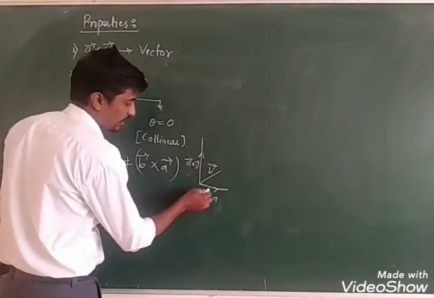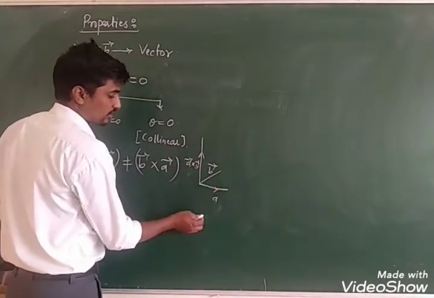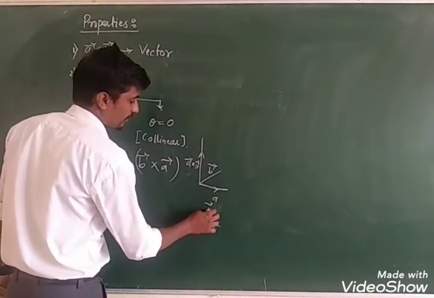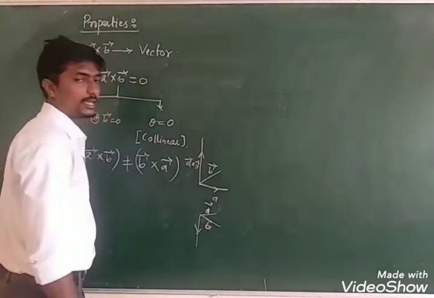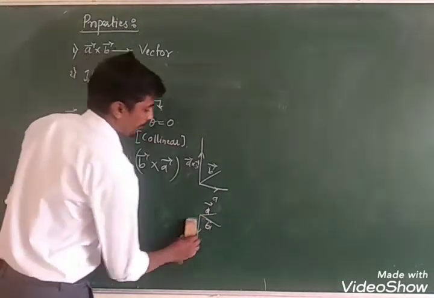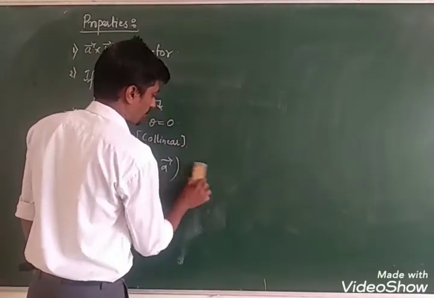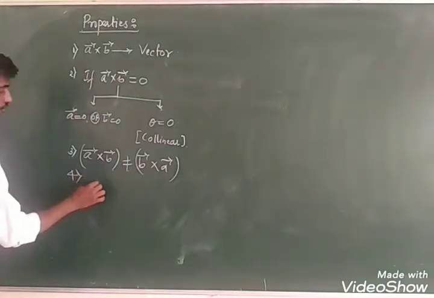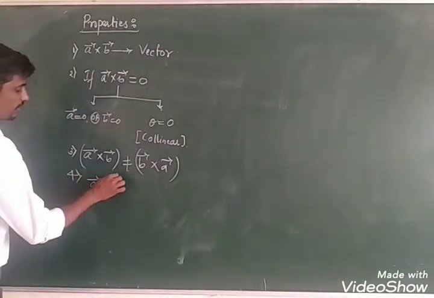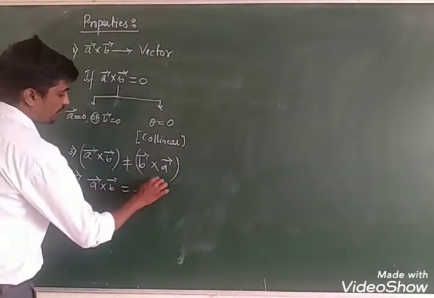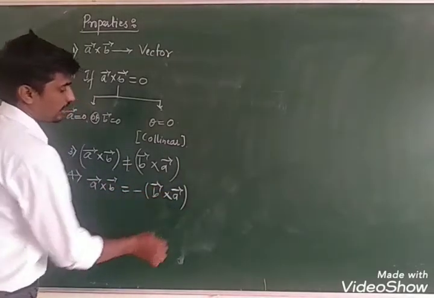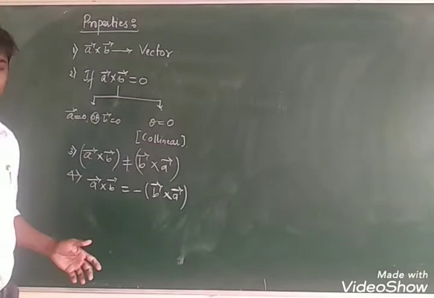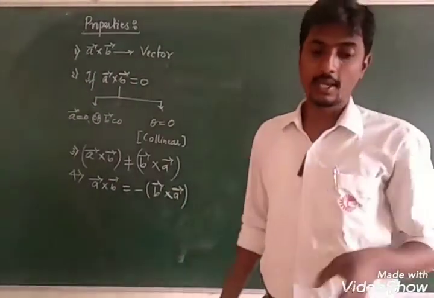If I consider B cross A, and I change this to this and this to this, what happens? This is the B vector and this is the A vector, and the result should be in this direction. So that's why the direction does not hold. This property does not hold, but this can hold: A cross B is equal to minus of B cross A, because the direction is changed. These are the main five properties we are going to be using.